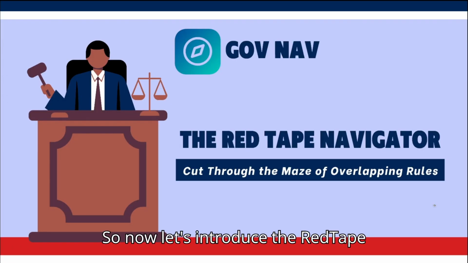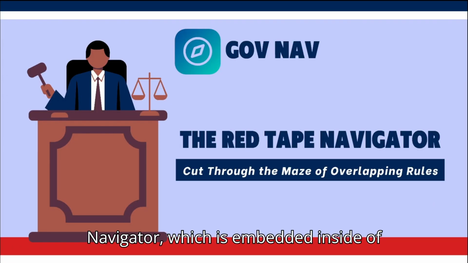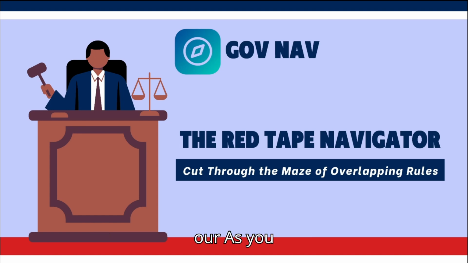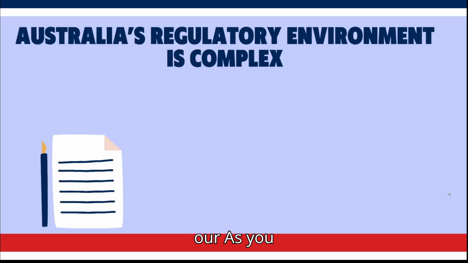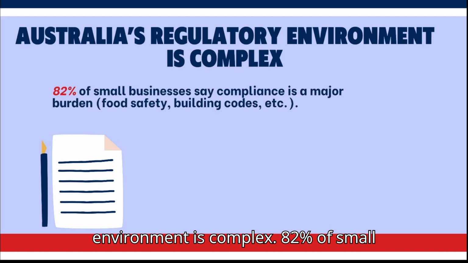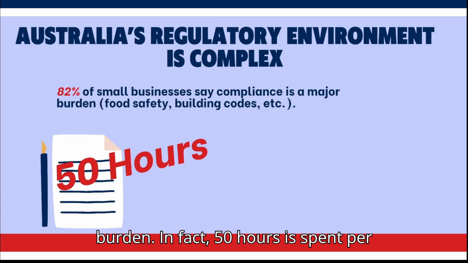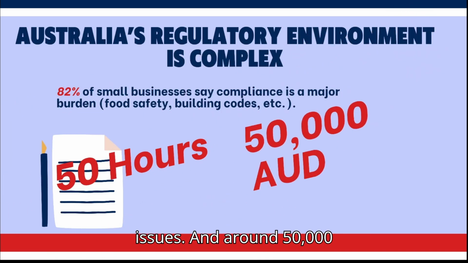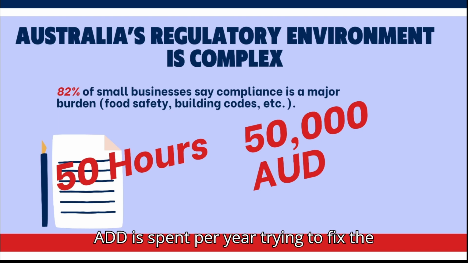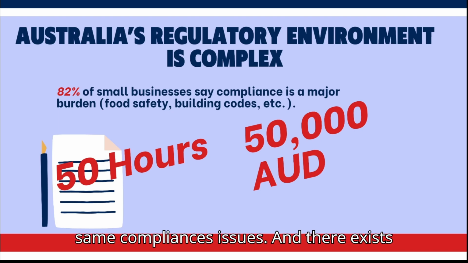So now let's introduce the Red Tape Navigator, which is embedded inside of our GovNav app. As you have seen, Australia's regulatory environment is complex. 82% of small businesses say that compliance is a major burden. In fact, 50 hours per week is spent trying to fix those compliance issues, and around 50,000 AED per year is spent trying to fix the same compliance issues.